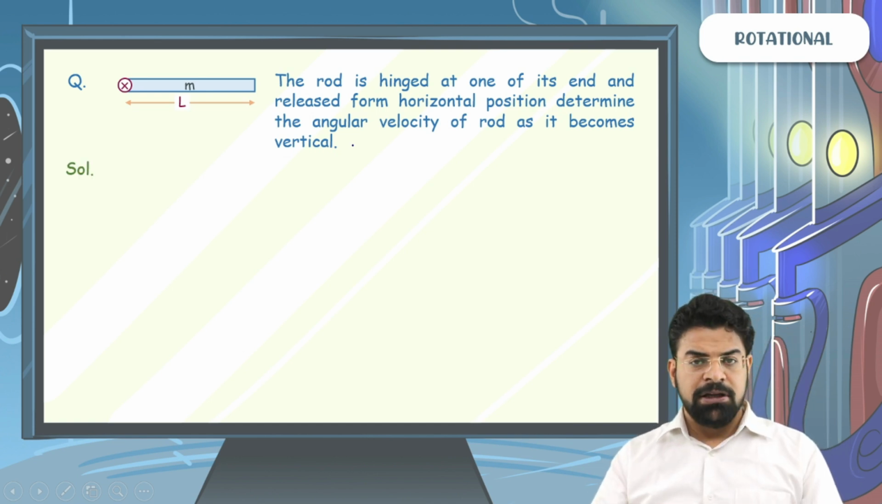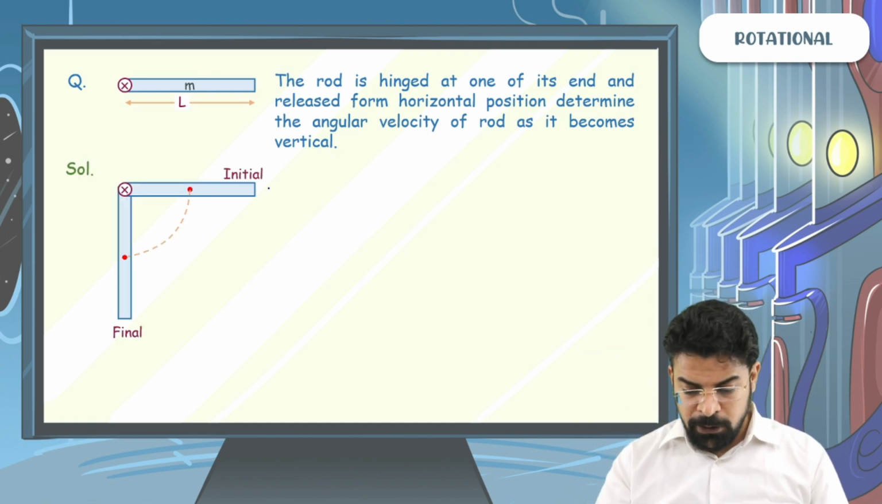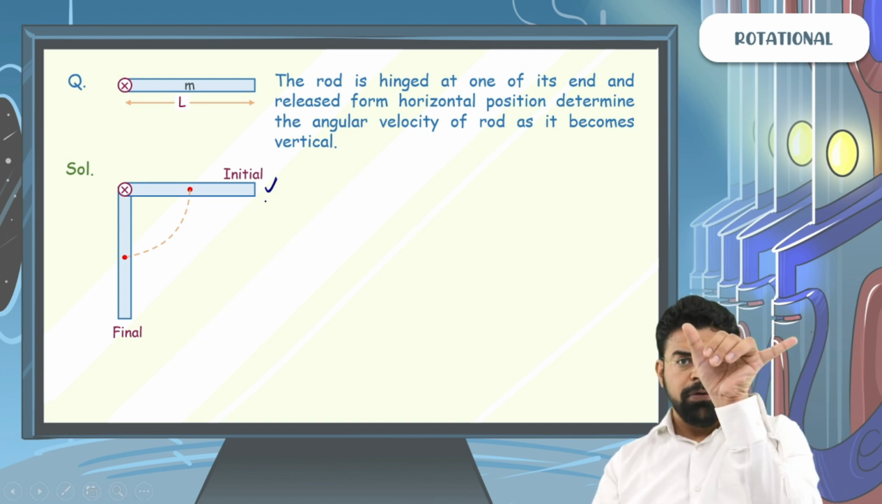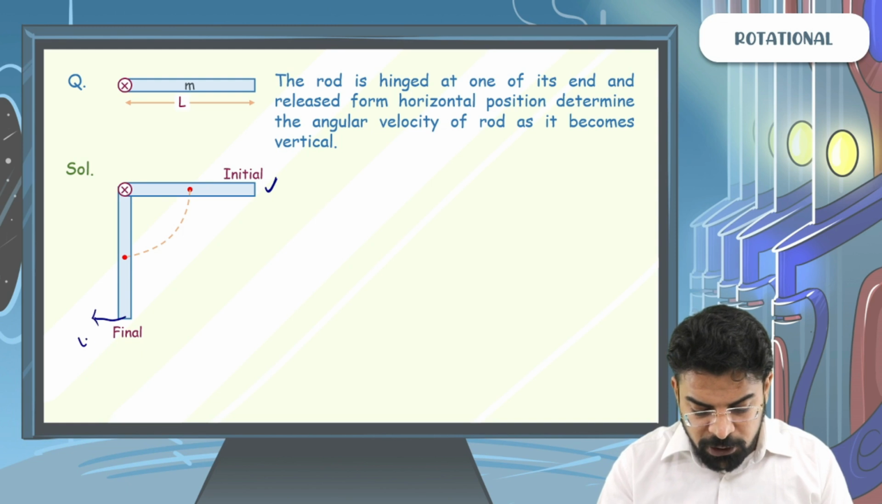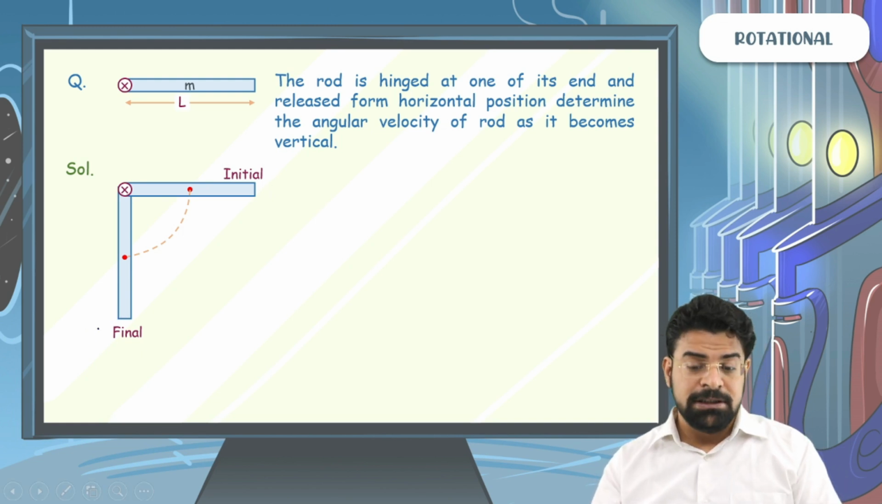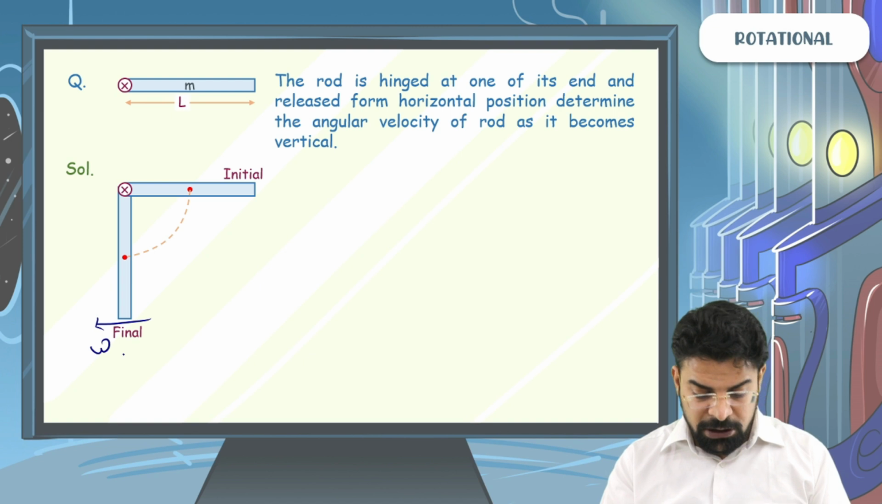So you will say, sir, think of the initial condition and the final. Initially, the rod is horizontal, and finally, the rod is vertical. When the rod will be vertical, what will be the angular velocity of the rod? This is something we need to find. Yes. So how to do?